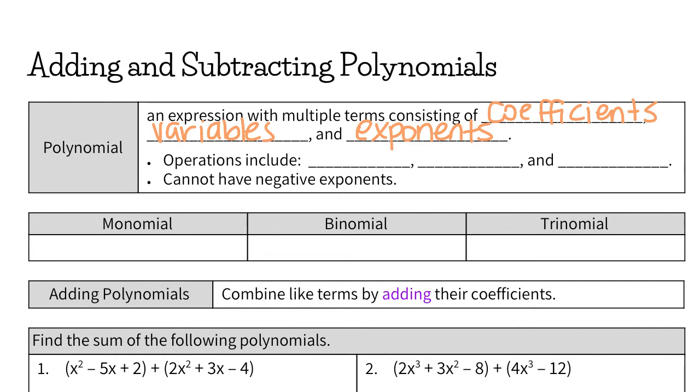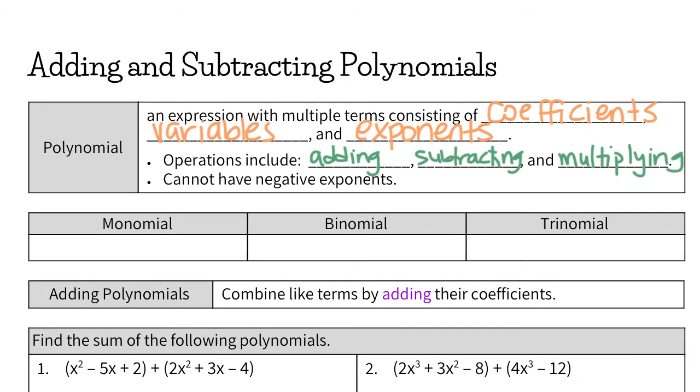So, with a polynomial, operations will include adding, subtracting, and multiplying. So notice that there is not any dividing. Once you divide, it turns it into a different type of function. So for polynomials, it's strictly adding, subtracting, and multiplying. And then one little extra rule is that you cannot have any negative exponents. So remember, exponents are going to be part of your polynomial, but if it's a negative exponent, it no longer counts as a polynomial.